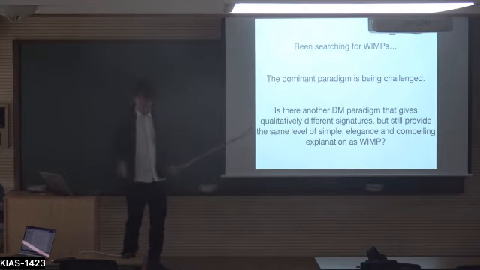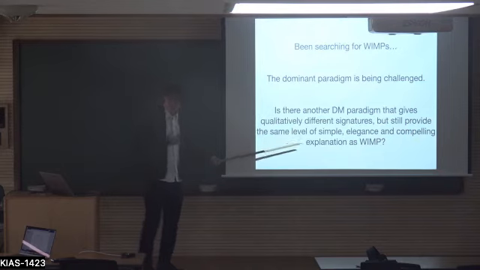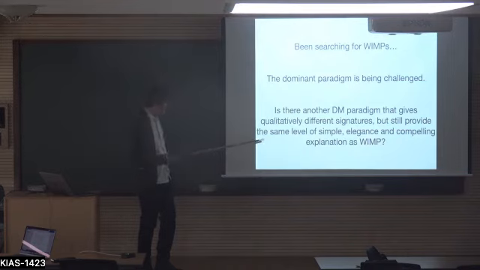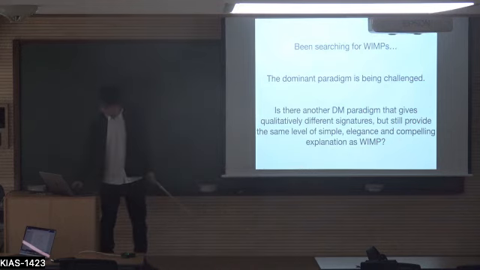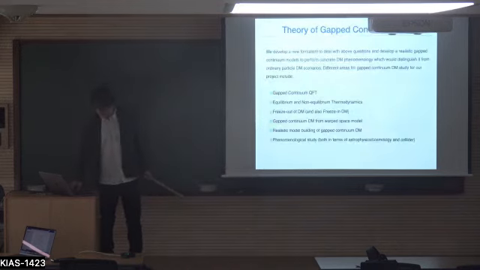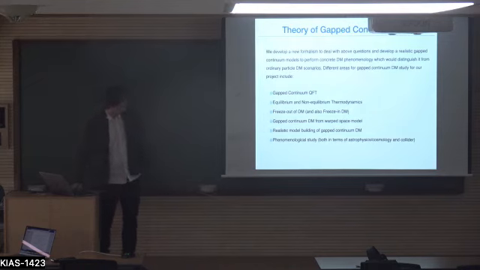So people think about something other than WIMPs. But the question is, is there another dark matter paradigm that gives a qualitatively different signature and is still safe from direct detection searches, but gives the same level of simple elegance, calculability, and compelling explanation as the WIMP? So I hope this gap continuum fits into this category. So let me talk about how to deal with this gap continuum dark matter.